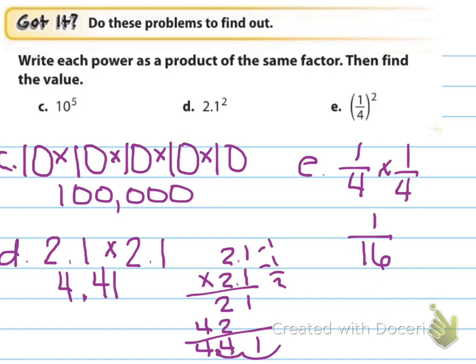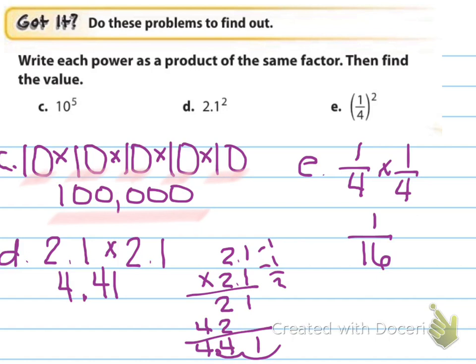All right, here are the answers. For C, we have 10 to the 5th power. So that's going to be written as 10 times 10 times 10 times 10 times 10. The base is 10, and we've done it 1, 2, 3, 4, 5 times. When you multiply out 10 times 10, that's 100, times 10, that's 1,000, times 10, that's 10,000, times 10, that's 100,000, and so our final answer is 100,000.